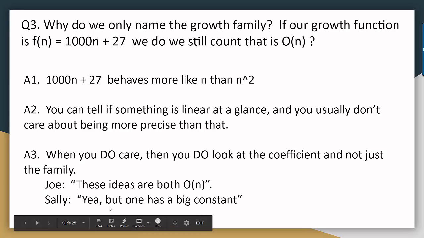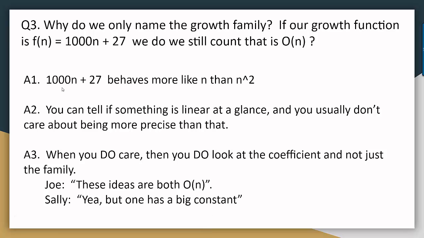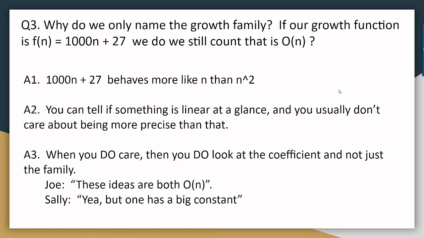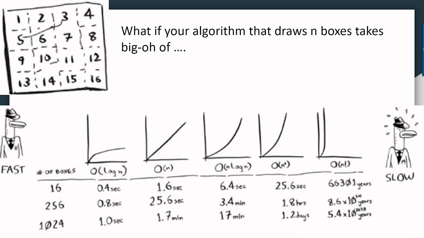And what she's saying is that even though they're both growing like linear functions, one of them is growing like a faster linear function. So you do actually hear people talk like that. But not all the time. It's only when it's pretty obvious that there's a huge leading constant for one of them, and it's a situation where it matters.